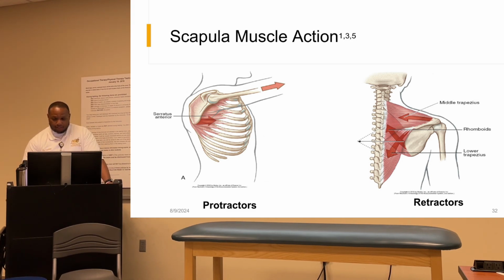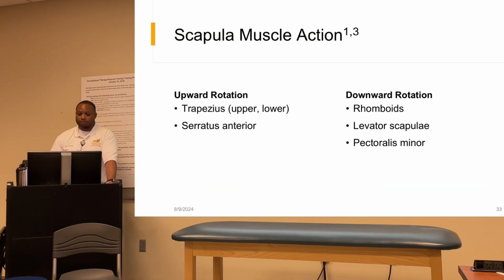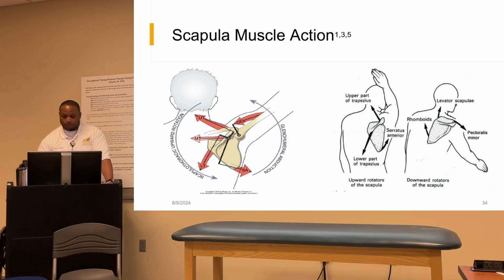We have the middle trapezius, rhomboids, and lower trapezius again as your retractors of the scapula. And so that's moving midline, looking at the arrow, moving the scapula towards midline. Upper rotation: the upper and lower trapezius, serratus anterior. And for downward rotation, your muscle action is going to be concentric with the rhomboids, levator scapulae, and also pectoralis minor. And here's a visual of those.